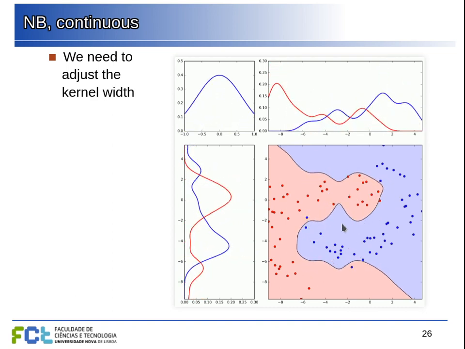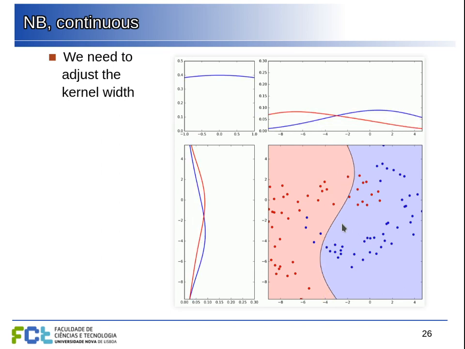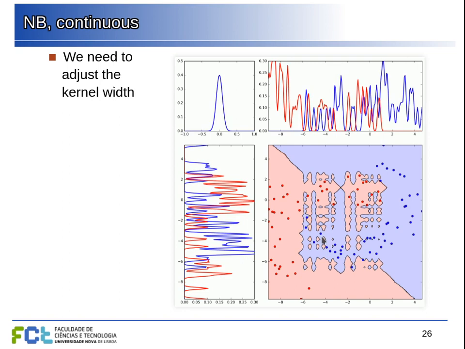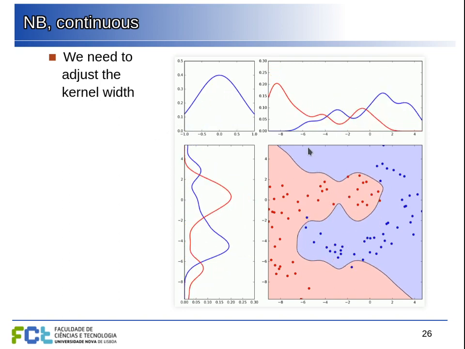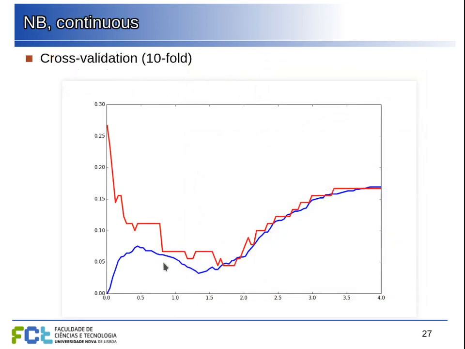So the frontier where the blue becomes larger than red, or vice versa, becomes a lot more cut here, with a lot more curves. If we use a larger kernel, then things become smoother. How do we optimize the kernel width? Well, we can use cross-validation.